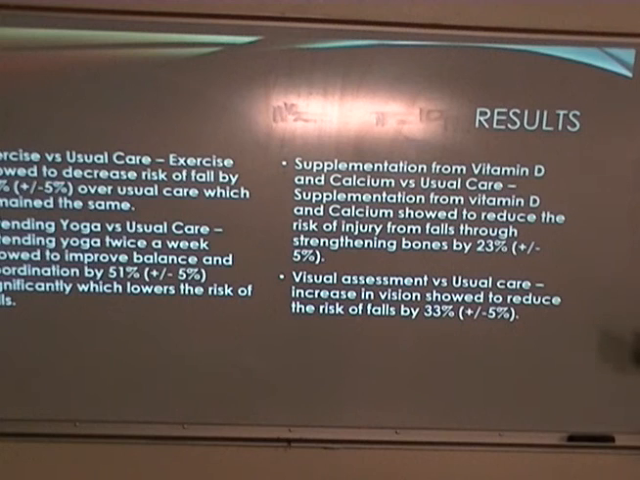So with range of motion, it helped them be able to squat better, bend the knees, and sit and stand, and sit and reach were used for this, as well as flexibility. It reduced the risk of falls by 36%. So they felt more balanced. They felt they could bend more and not worry about having their gravity or their equilibrium thrown off as much. Attending yoga increased their balance, flexibility and coordination by 51%, significantly, which lowers the risk of falls.